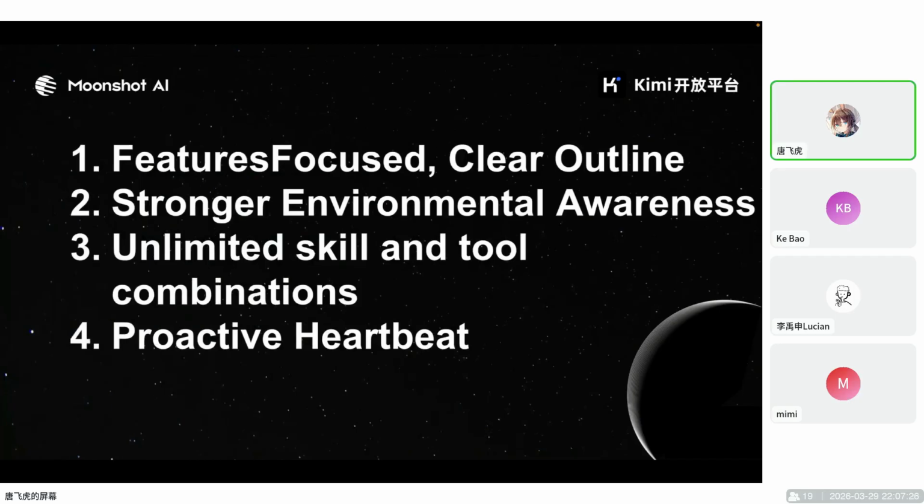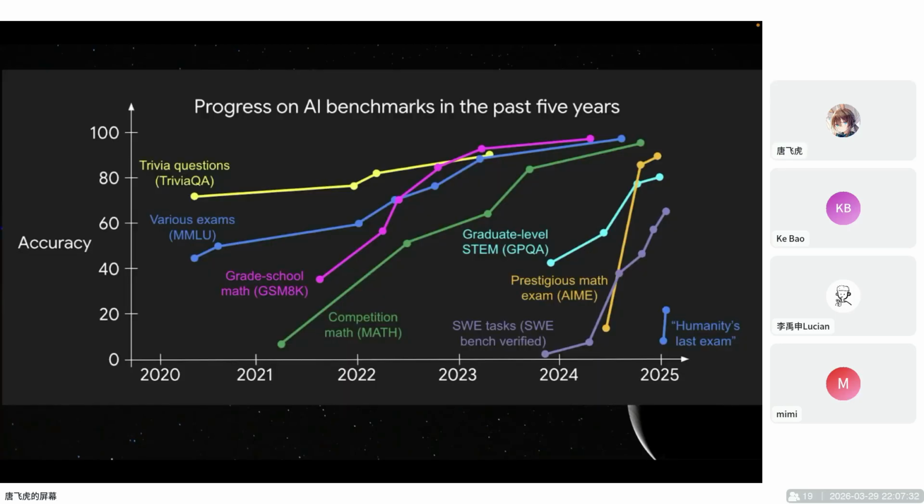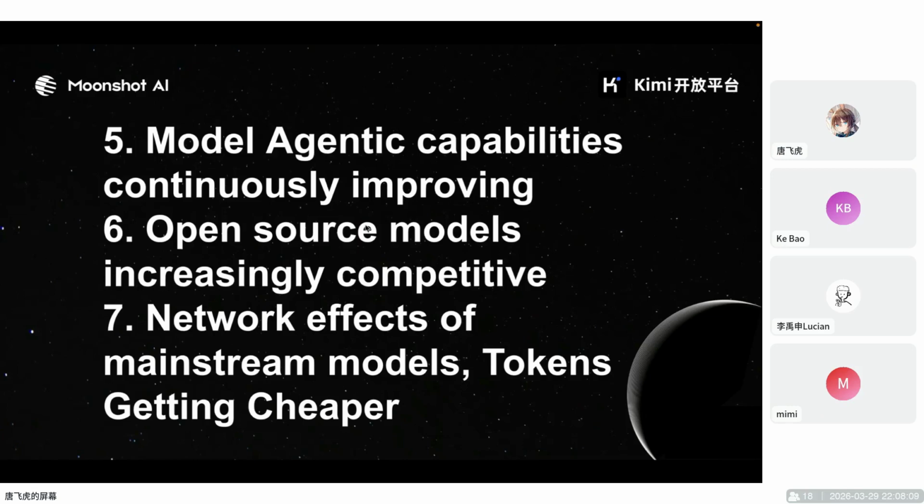So here are some of the good parts of OpenClaw. Another reason is that the models themselves have become more and more intelligent in the last few years. Each time a benchmark is introduced, it gets solved in about three years or half a year, and today it's even quicker. So the open source models are becoming more and more intelligent.